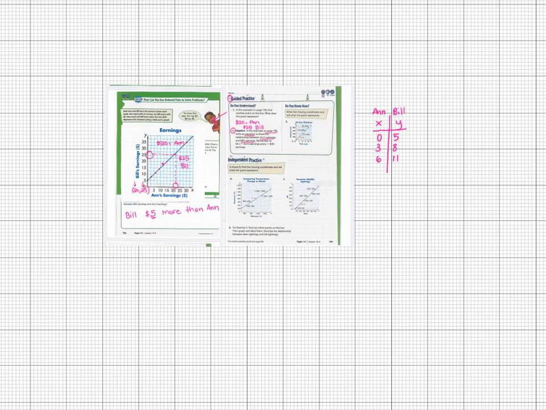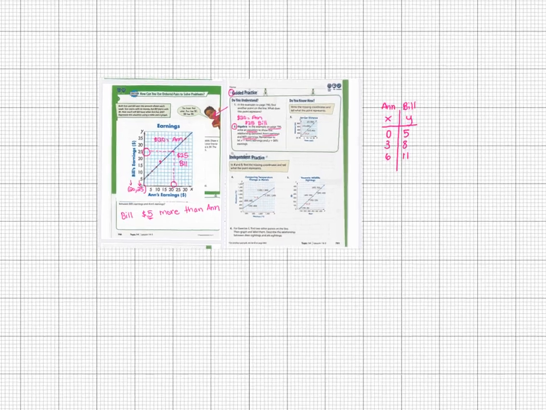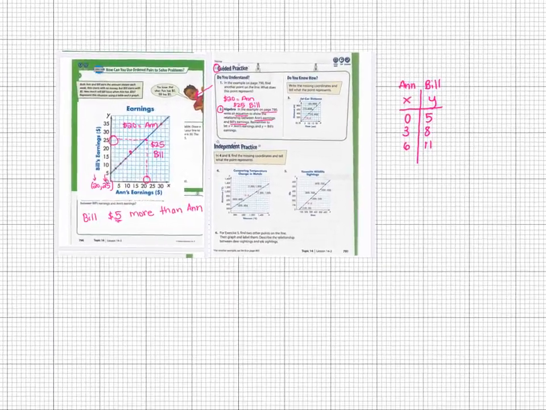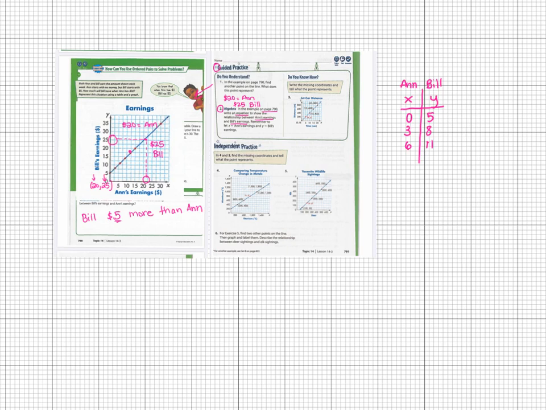And an equation is, again, a mathematical statement. It's like a sentence, and it has an equal sign. So in this case, we are going to write a statement that shows this relationship between them. We know that Bill has $5 more than Ann.